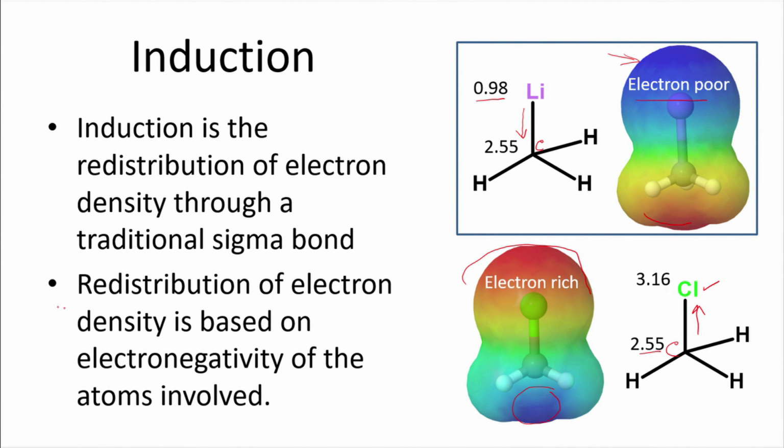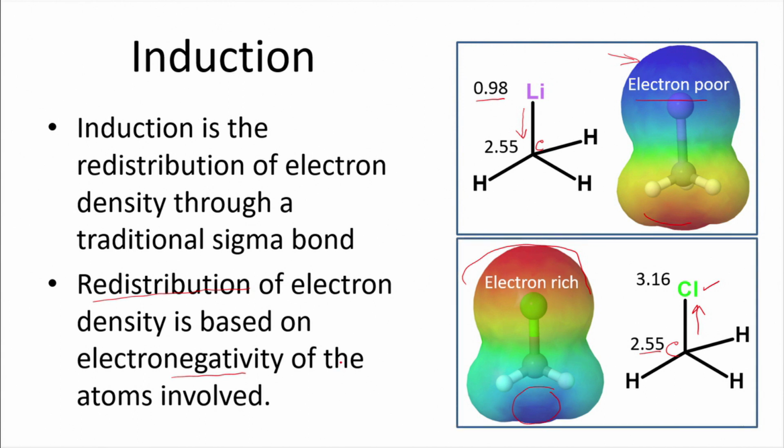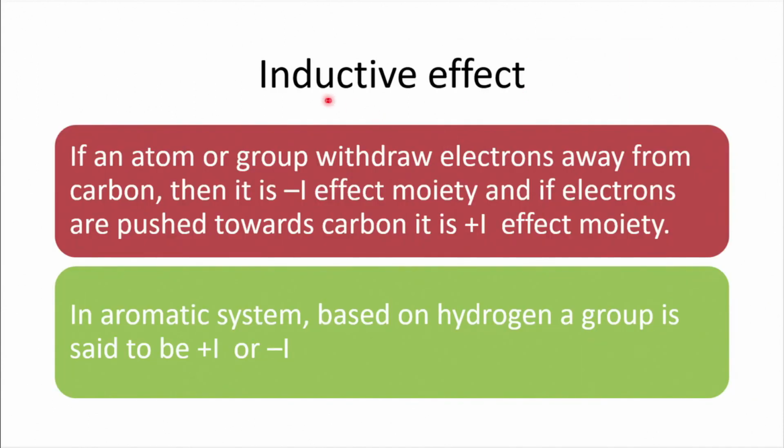So, this is basically the redistribution of electron density that is based on the electronegativity difference of the atoms that are involved. So, we can actually see a pictorial representation of how the inductive effect works. So, we will move on to the next one.